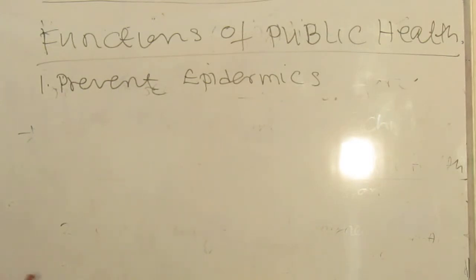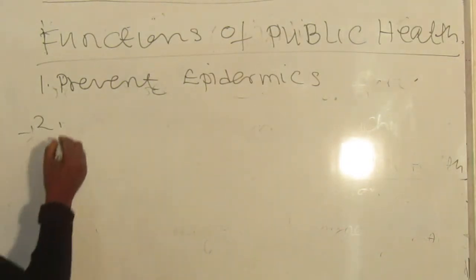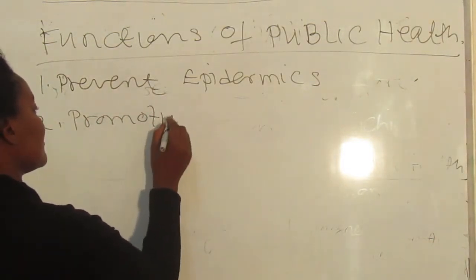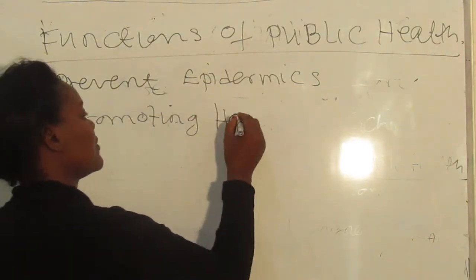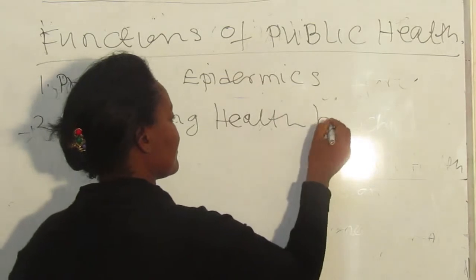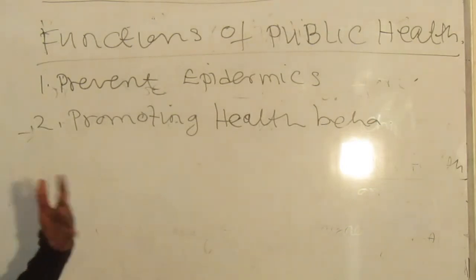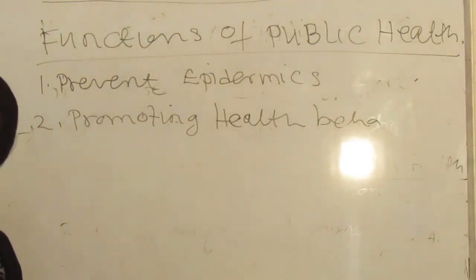Then secondly, the second function deals with promoting health behavior. The function of a public health specialist is to promote healthy behavior. Okay, so you promote health behavior. Looking at someone who is doing exercises, you're promoting people to do exercises, you actually tell them to avoid alcohol abuse, drug abuse. All those are some of the ways in which you can promote healthy behavior.